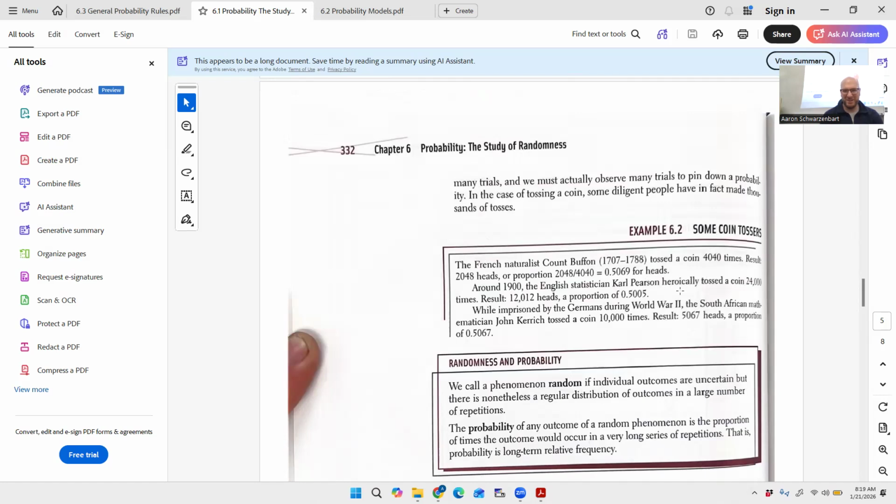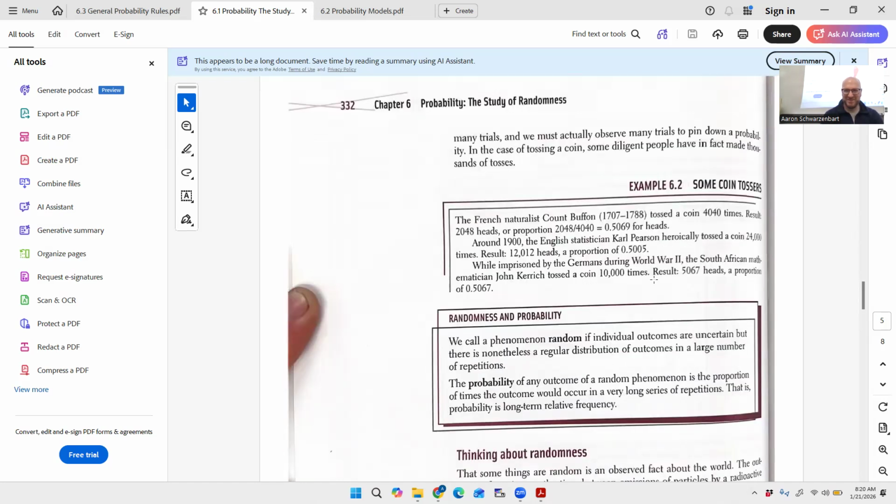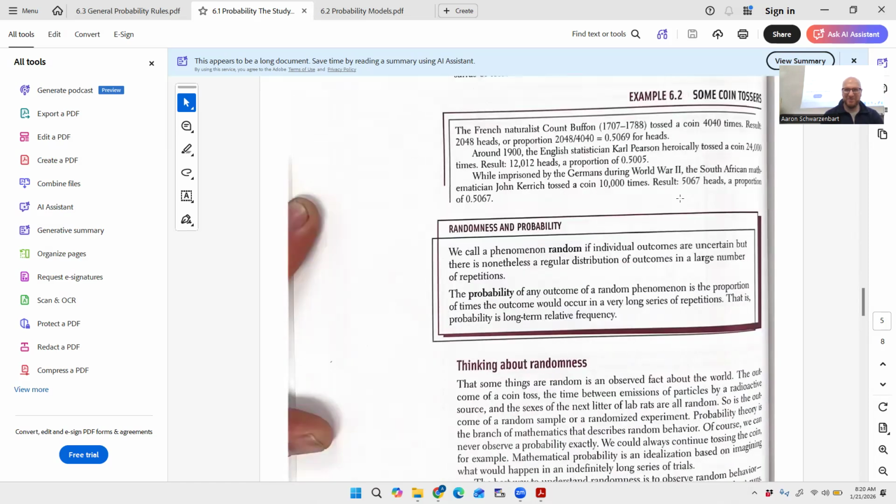This guy heroically tossed a coin 24,000 times. I know. Buffon. I can't speak with a French accent. But so yes, all of them came up with very close to 50%.